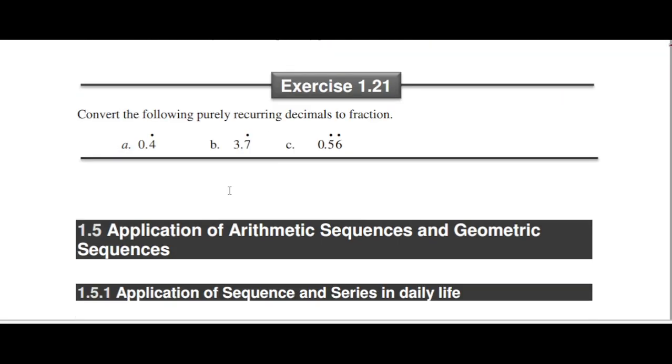Now let's go to exercise 1.21. Convert the following purely recurring decimals to fractions. Let's compute A. Solution for question A: 0.444..., where the repeated term is 4 and so on. Let's rewrite this as a geometric series.